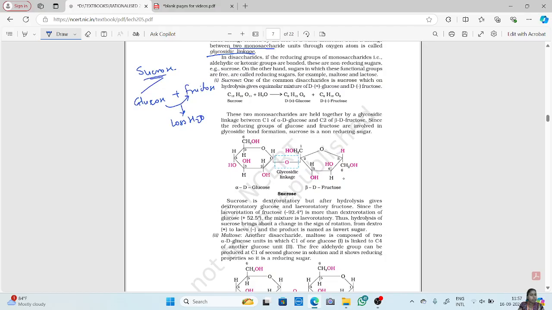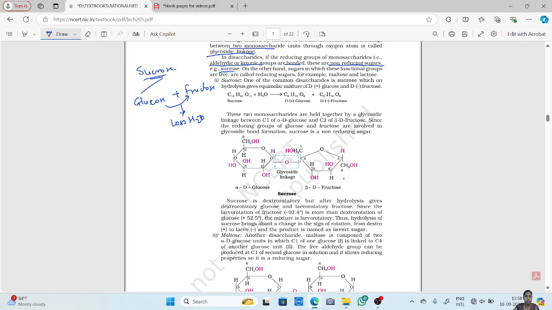Now I'll explain that glycosidic linkage to you. In disaccharides, if the reducing groups of monosaccharides, that is aldehydic or ketonic groups, are bonded, these are non-reducing sugars. Example, sucrose. Now what are the reducing groups of a monosaccharide? They are aldehydes and ketones, which can be reduced to carboxylic acid at any point of reaction. Now if these two groups are bonded together, they are called non-reducing sugars. An example is sucrose.